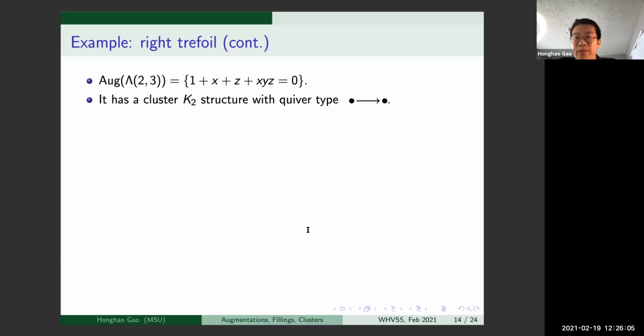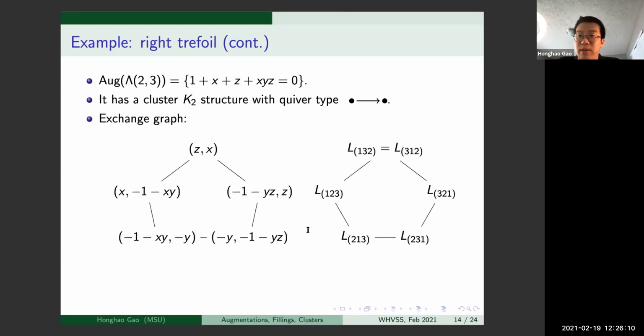The exchange graph, which is a data collection of all the clusters, looks like the following. Let me explain what I mean by this diagram. In the exchange graph there are 5 vertices and 5 edges. That means this K2 cluster structure has 5 clusters, and for each cluster, I need to describe for you the TARS chart, the cluster variables, and the quiver.